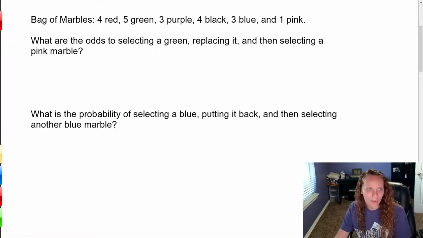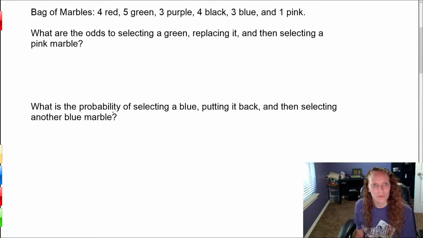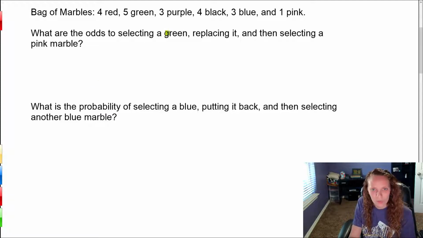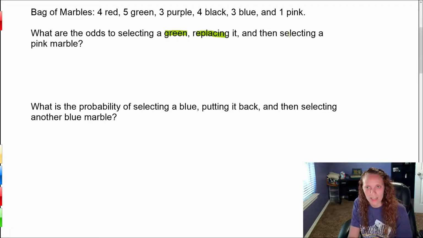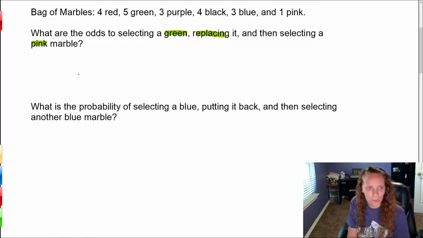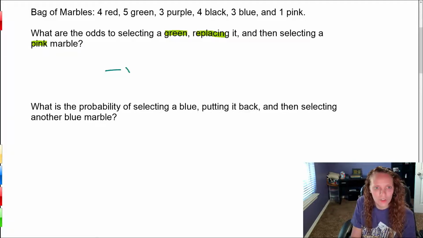It says that we have a bag of marbles. There are 4 red, 5 green, 3 purple, 5 black, 3 blue, and 1 pink. And the question is asking, what is the odds of selecting a green marble, and then we're going to replace it, meaning we're going to put it back into the bag, and then selecting a pink marble. So since we are trying to select 2 different marbles, we're going to have 2 different fractions here, and we're going to multiply those together.